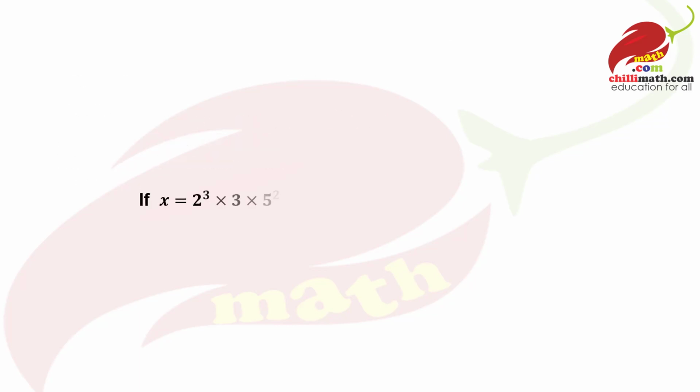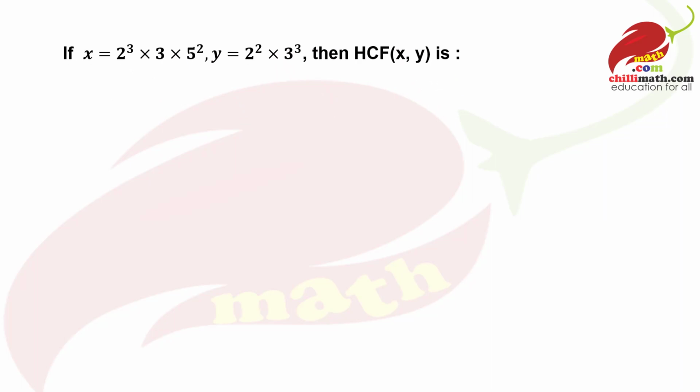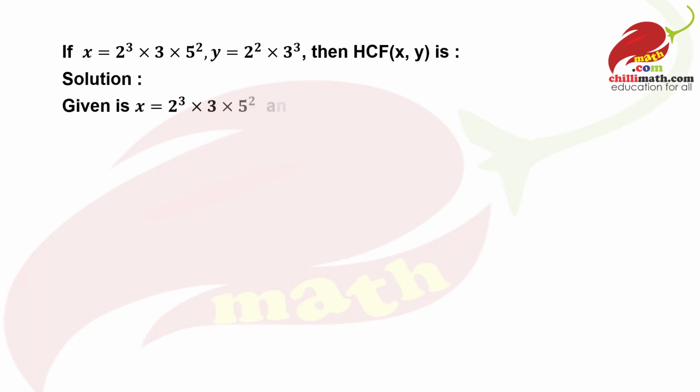If x equals 2 cubed times 3 times 5 squared, y equals 2 squared times 3 cubed, then the HCF of x and y is. Solution. Given is x equals 2 cubed times 3 times 5 squared and y equals 2 squared times 3 cubed. Therefore the HCF of x and y is 2 squared times 3 equals 12.